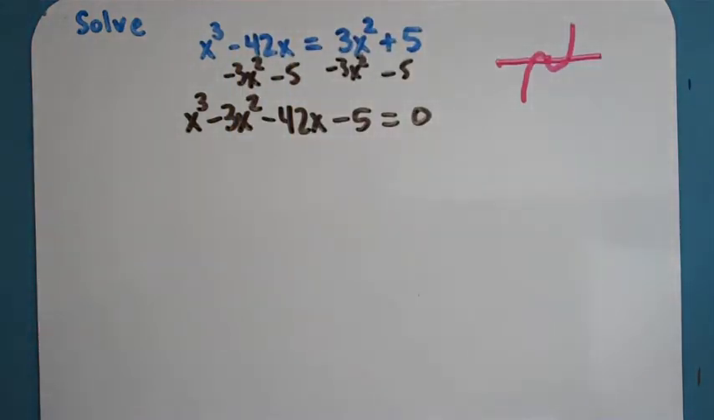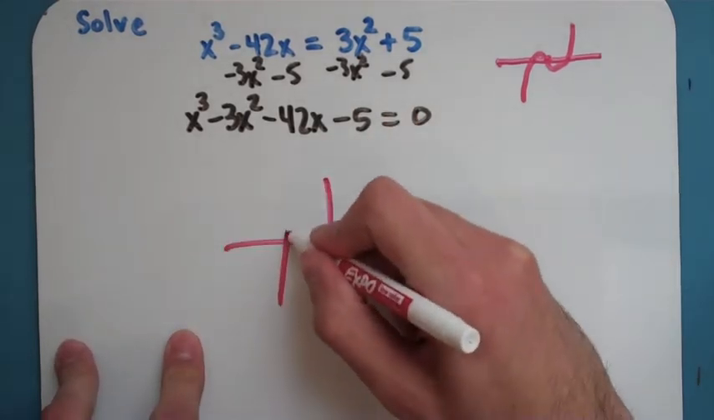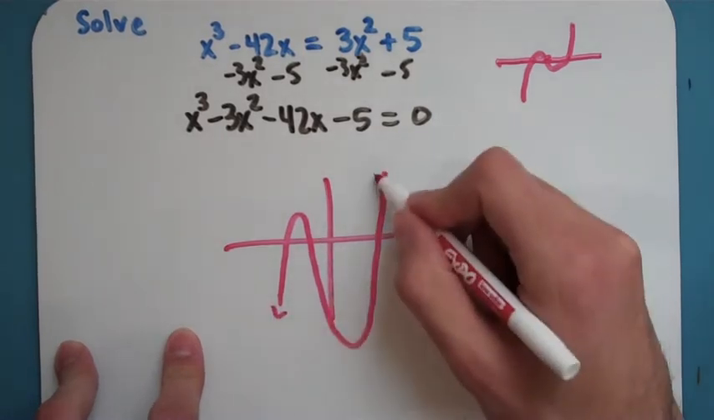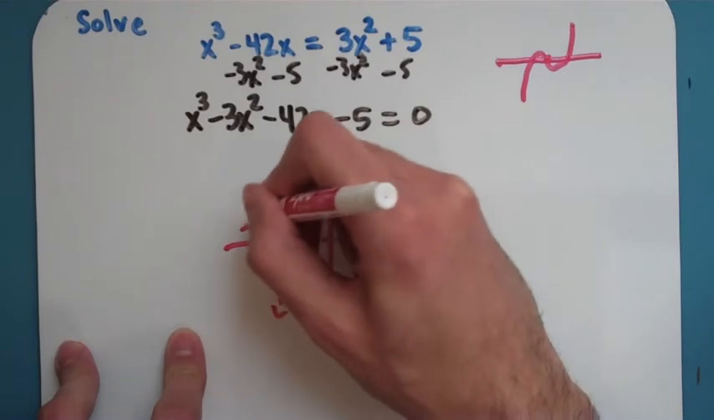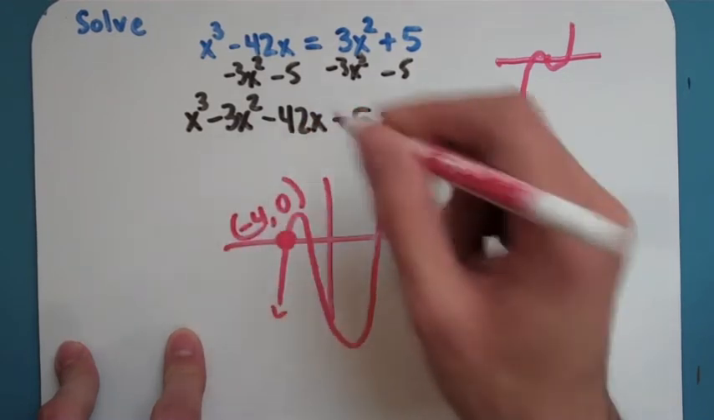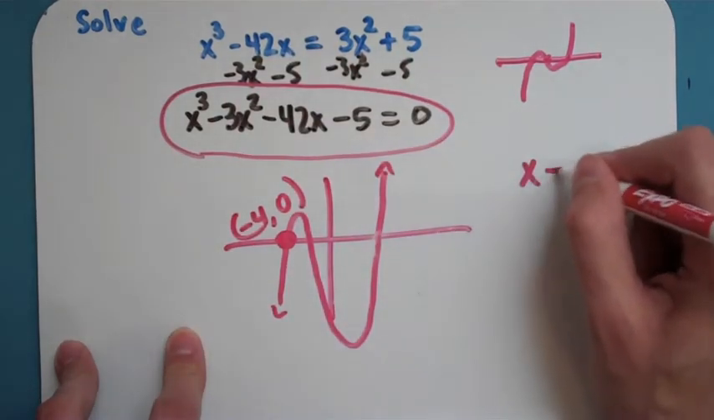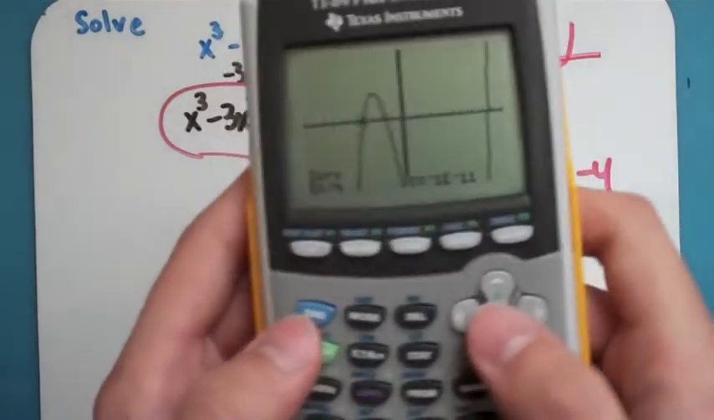If I were to make a very quick graph here, just to show you guys what's going on, we are looking at a graph that looks something very roughly like this. This answer over here is (-4, 0). That means one of the solutions to this equation right here is x equals -4. So we have one solution down. Let's do the same thing now and get our second solution.